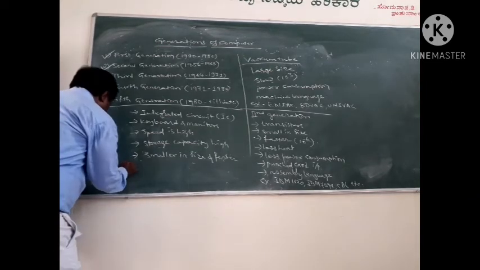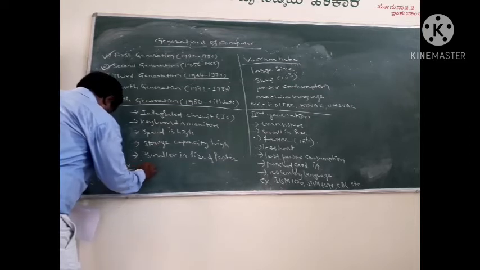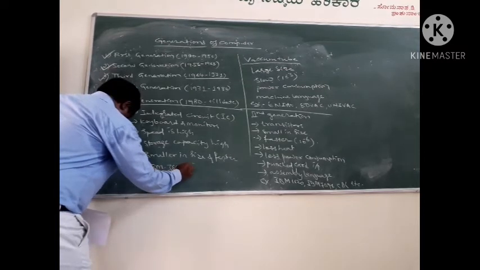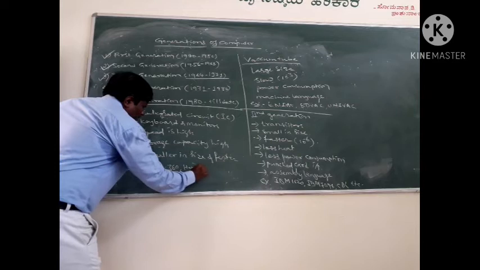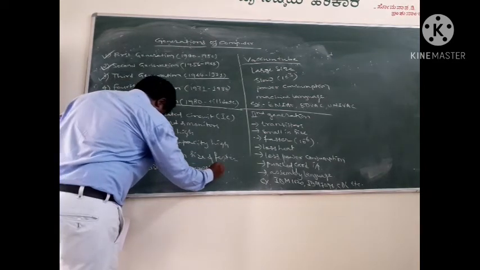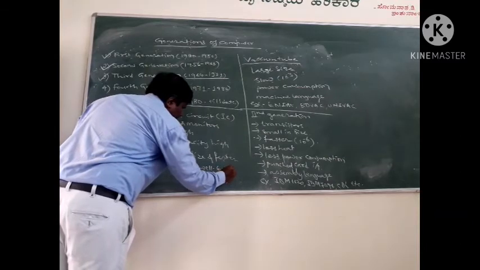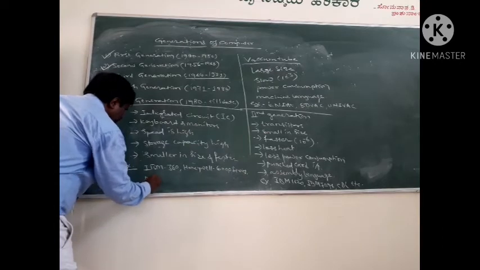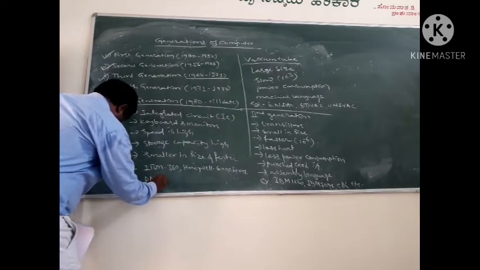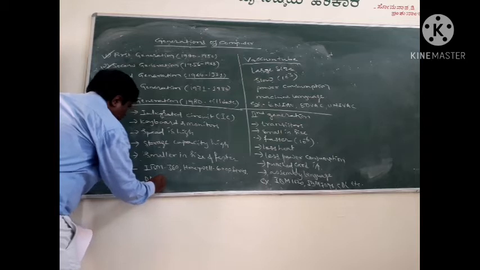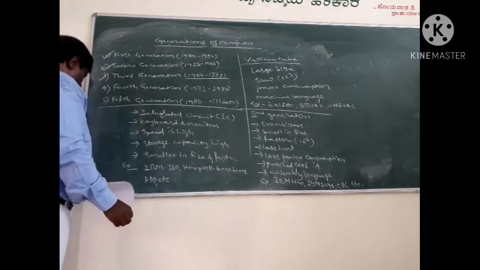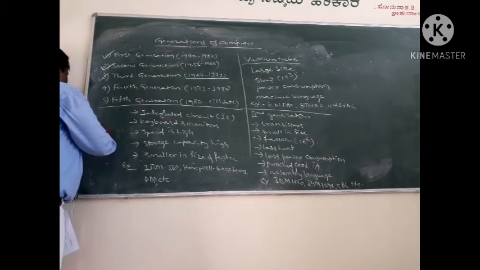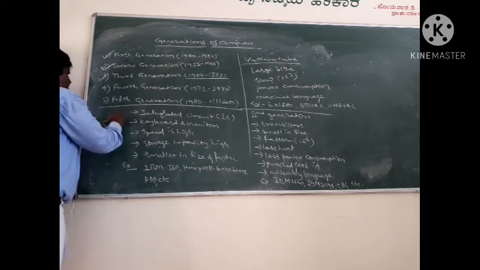And the examples for the third generation computer are IBM 360, Honeywell series, PDP, etc. So these are the examples and the points related to the third generation computer.